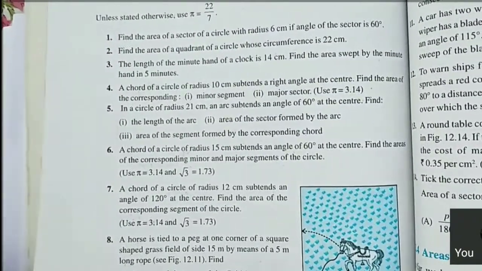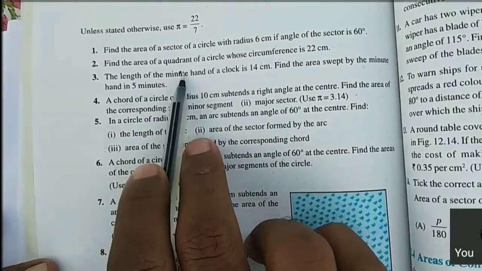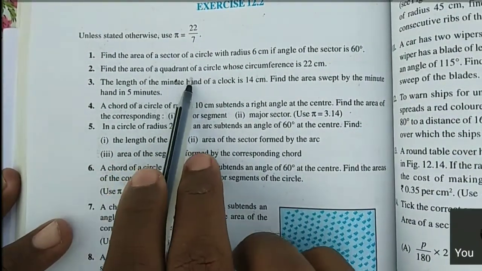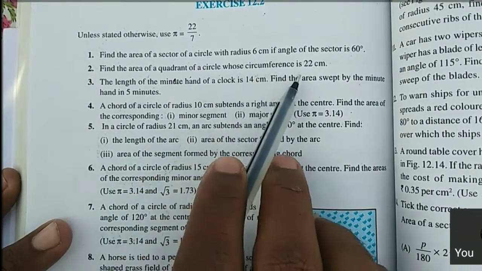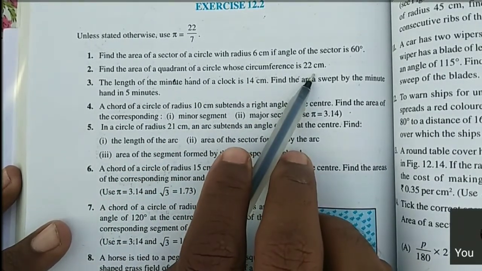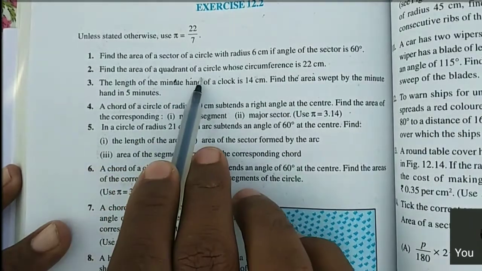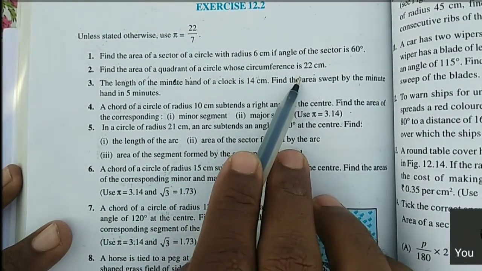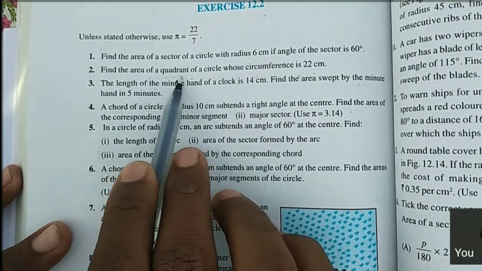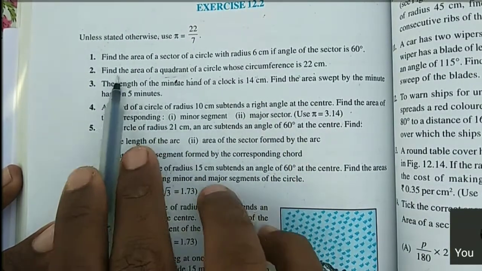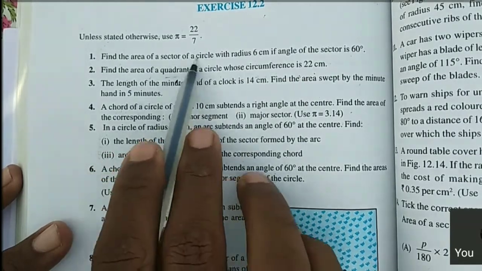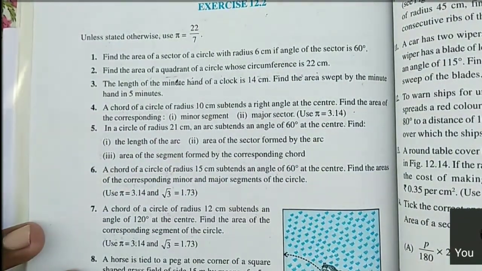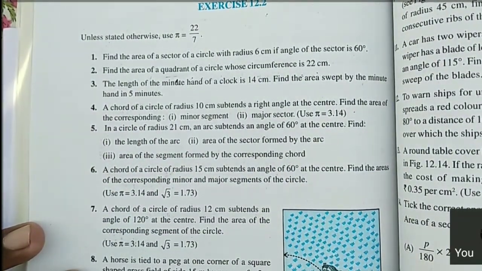Listen. Find the area of a quadrant of a circle whose circumference is 22 centimeter. Can you tell me what is a quadrant here? Quadrant of a circle, what is it? Quadrant of a circle means what?